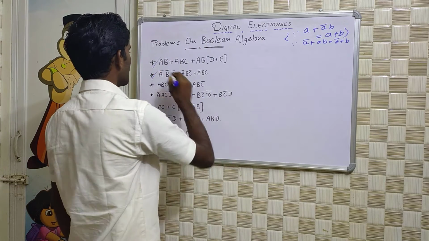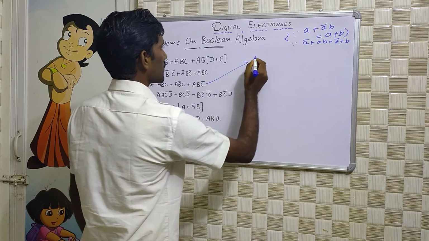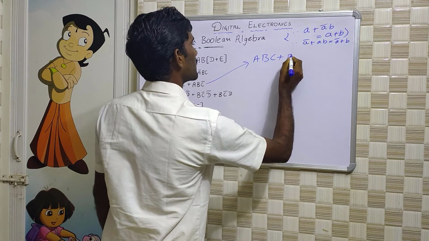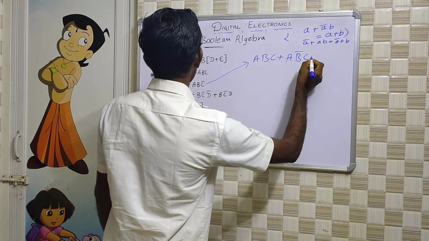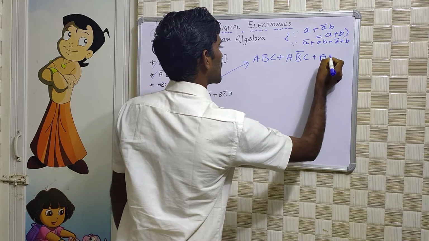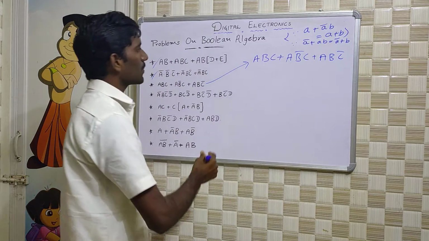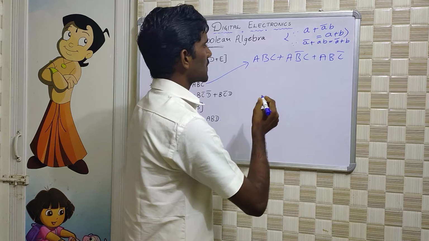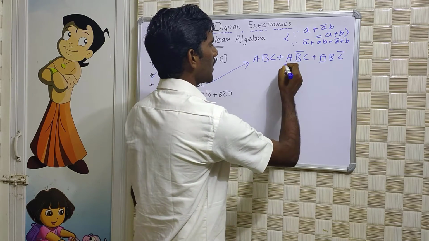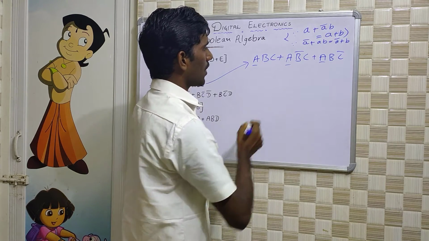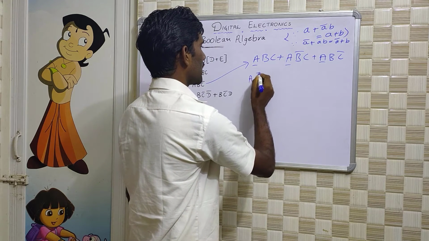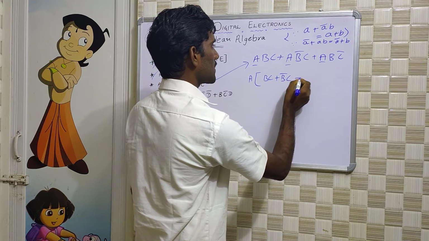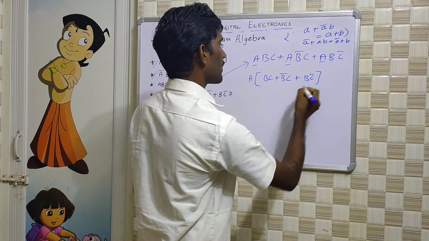Next we will see the third one: A B C plus A B bar C plus A B C bar. From these we can take A common. So A into (B C plus B bar C plus B C bar).